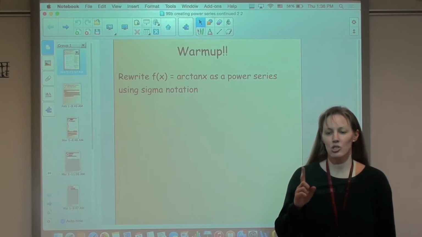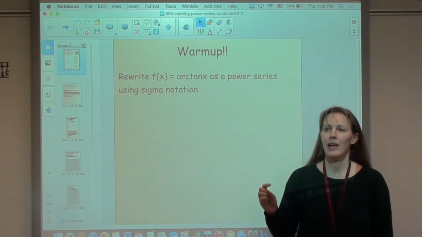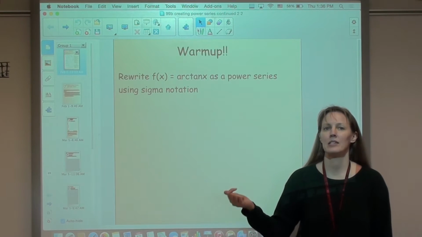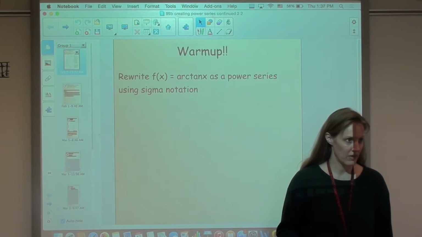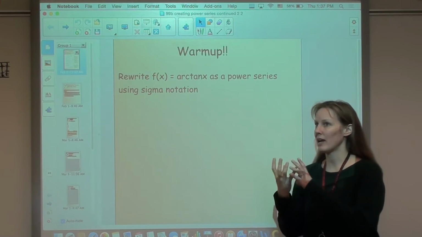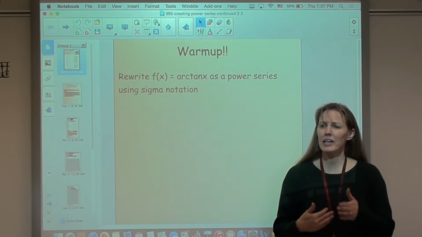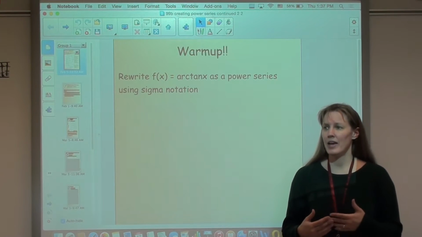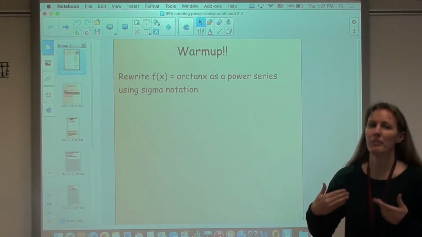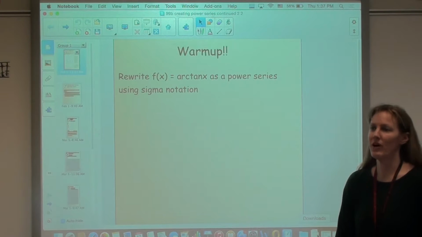One is to just start from scratch and say, all right, I know that the derivative of arctan x is 1 over 1 plus x squared. And I want to write that 1 over 1 plus x squared in a form that's like a over 1 minus r, right? So if I can do that, then I can just go from there and build and take the integral and get it to match and be fine.